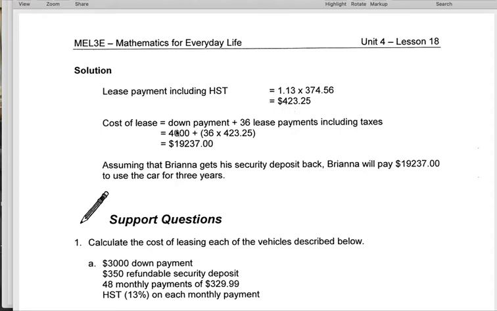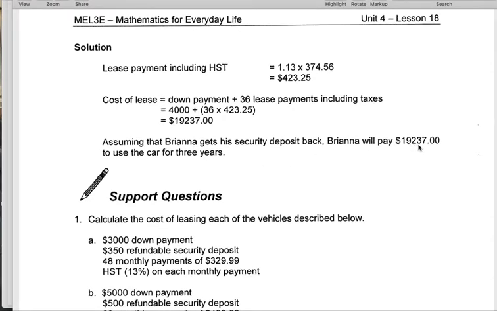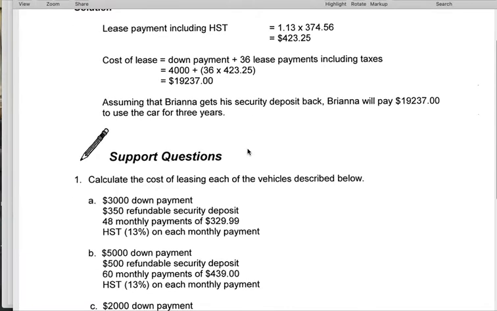So you're going to take that down payment of $4,000 and add it to 36 times $423.25. Order of operations says you need to do the multiplication first and then add the down payment to get a total cost of the lease of $19,237. So assuming Brianna gets her security deposit back, Brianna will pay $19,237 to use the car for 3 years.